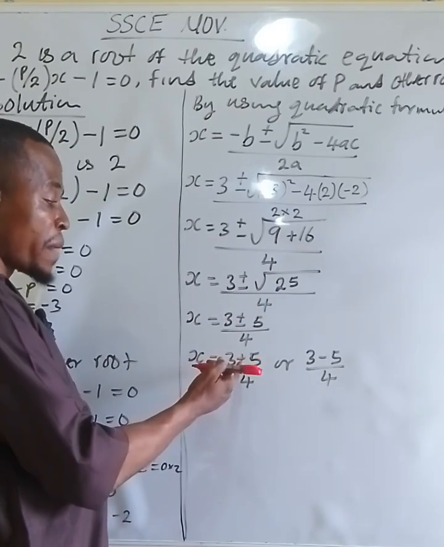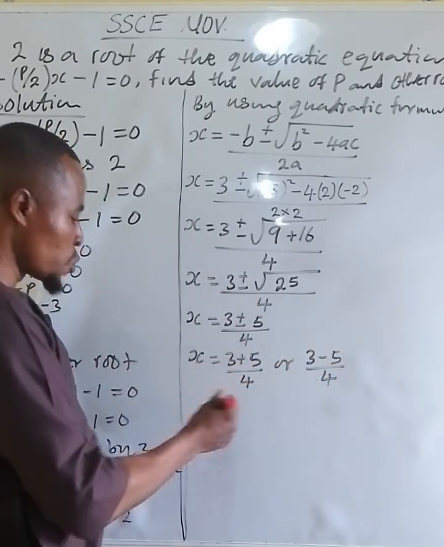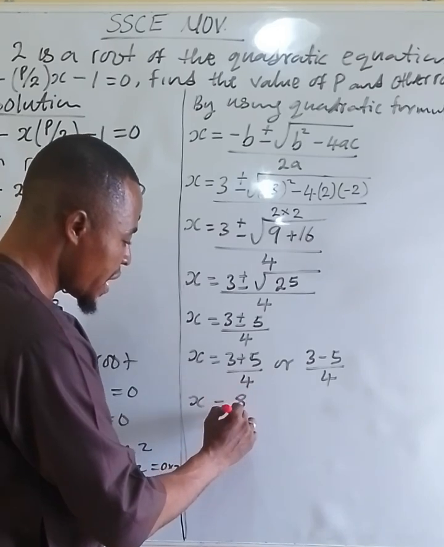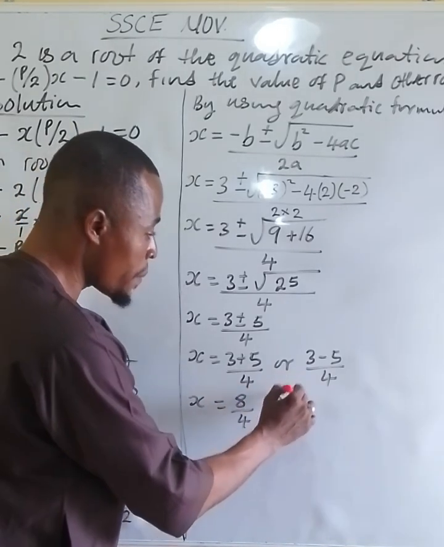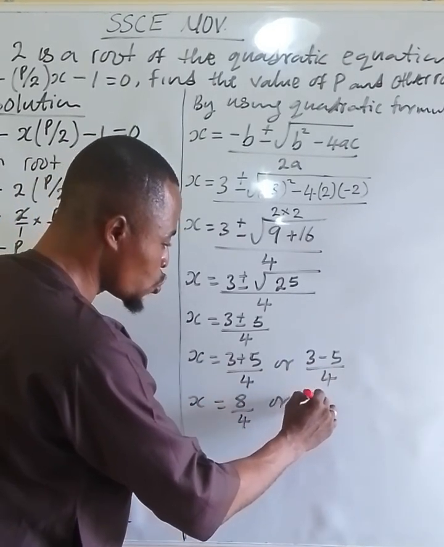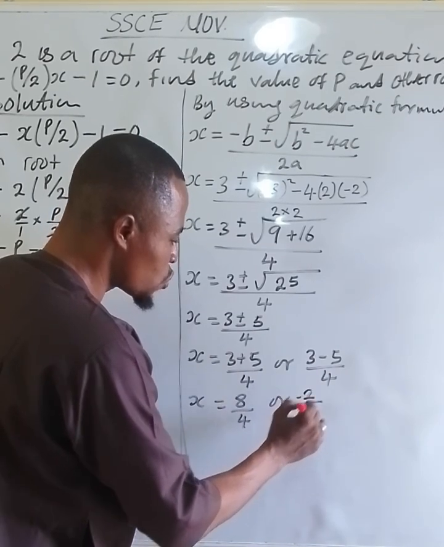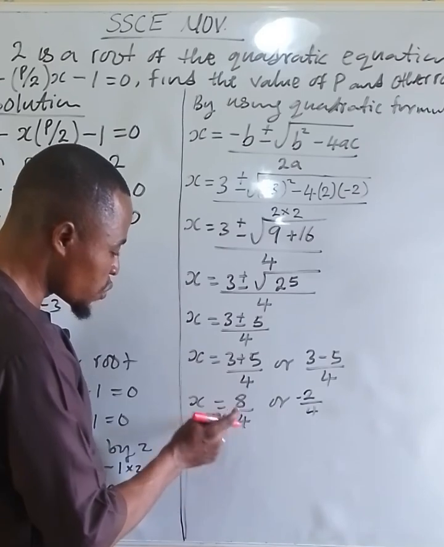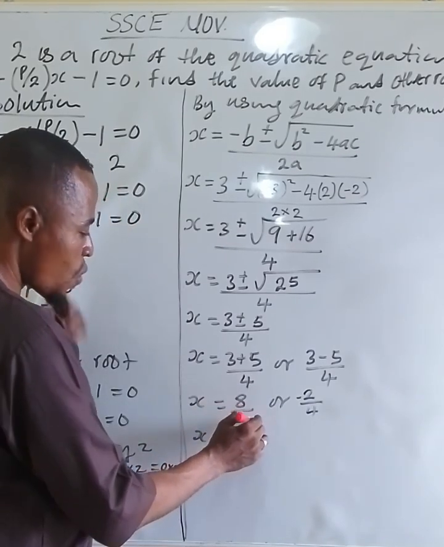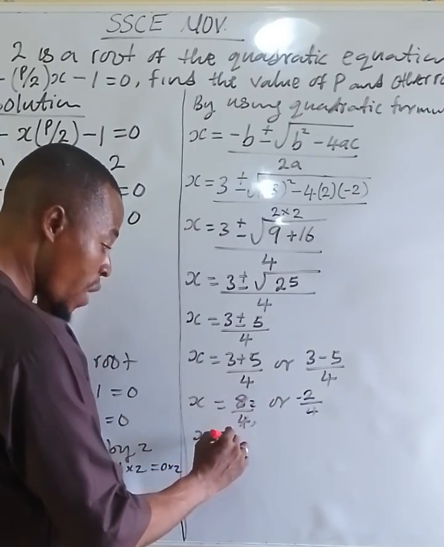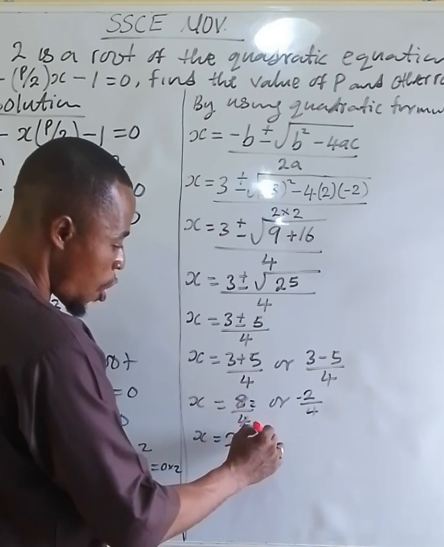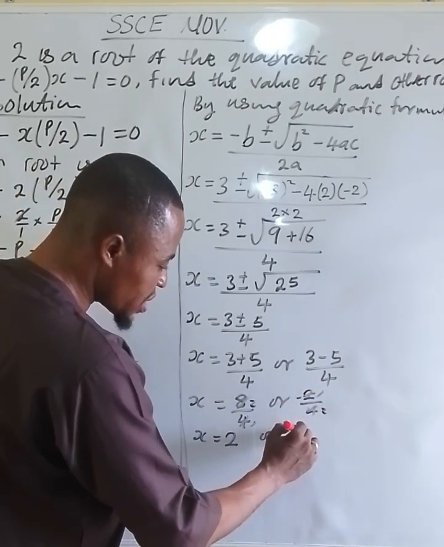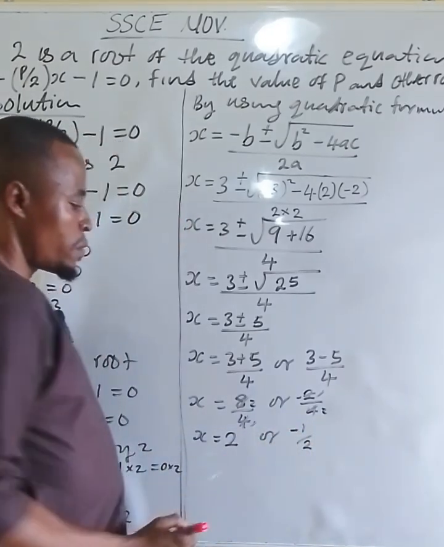Now x equals 3 plus 5 over 4 or 3 minus 5 over 4. Because of plus or minus, we have to split it into 2. So x equals 3 plus 5, 8 over 4, or 3 minus 5, that's minus 2 over 4. So x equals 4 here 1, 4 here 2, and when you have 2 over 1, it's as good as 2. Or 2 here 1, 2 here 2, so you have minus 1 over 2.